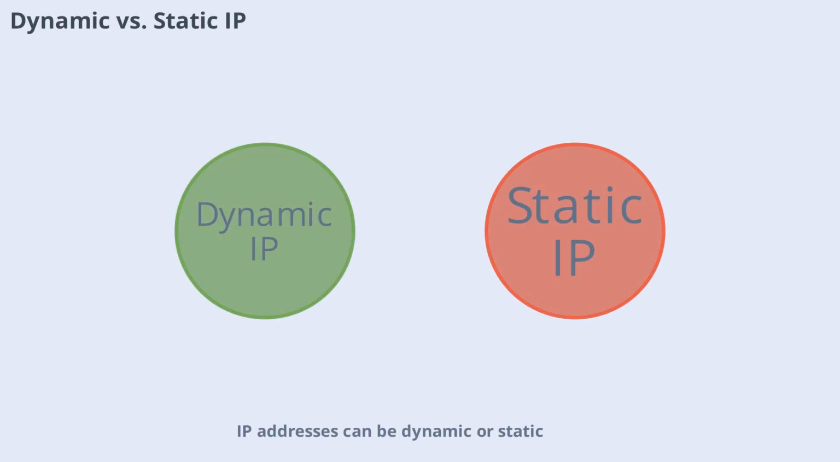IP addresses can be dynamic or static. Dynamic IP addresses change each time you connect to the internet, while static IP addresses remain the same. Both types serve different purposes depending on the needs of the user and the network.